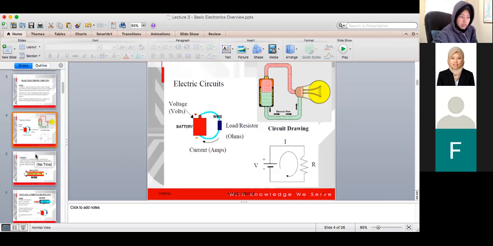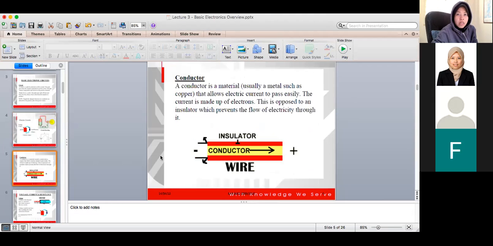Next, conductor. A conductor is a material, usually a metal such as copper, that allows electric current to pass easily. The current is made up of electrons. This is opposed to an insulator, which prevents the flow of electricity. So the opposite of a conductor is an insulator. A conductor conducts electricity, usually made from metal, allowing electric current to pass easily, but an insulator prevents the flow of electricity.